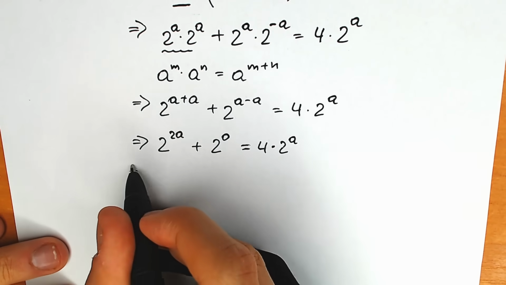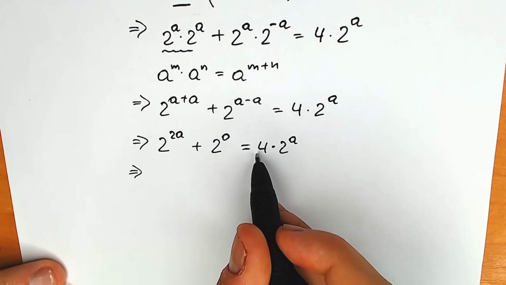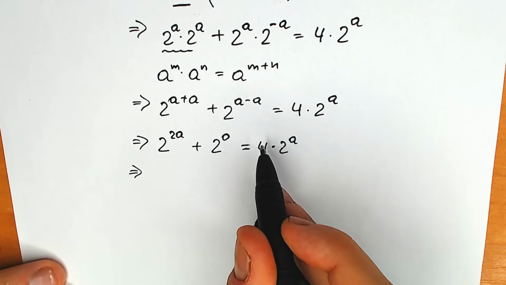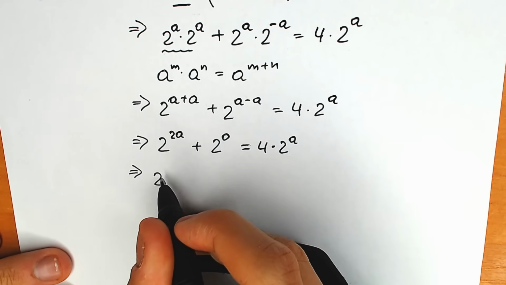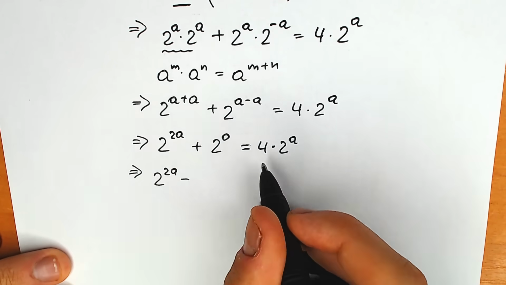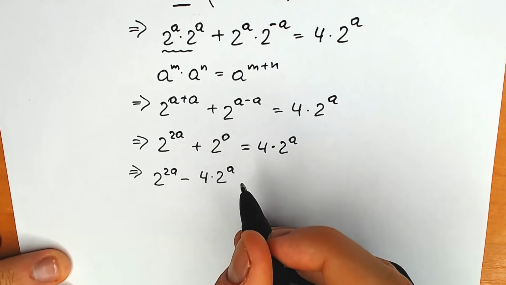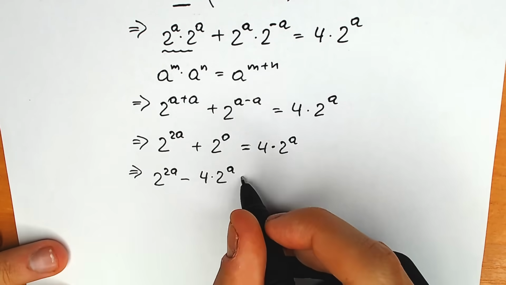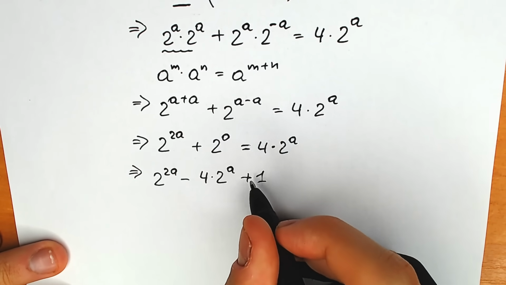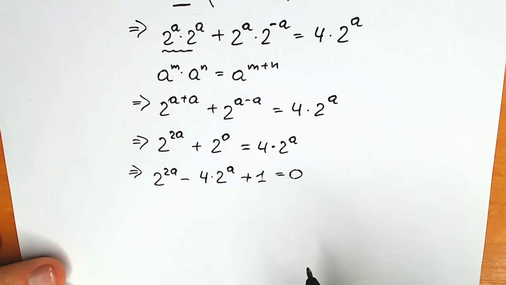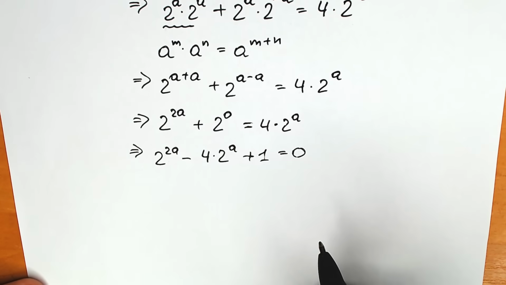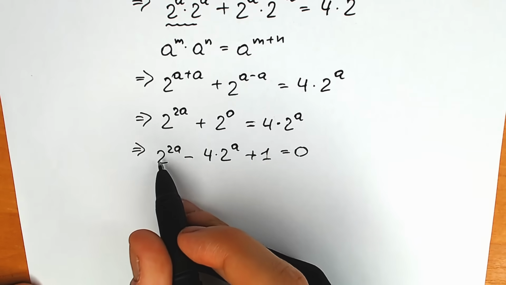So as a result, I just want to change the order a little bit. So first of all, on the second position, let's write this expression with the negative sign. So 2 to the power 2a minus this expression from the left side, 4 times 2 to the power a. And we have right here plus 1 equal to 0.